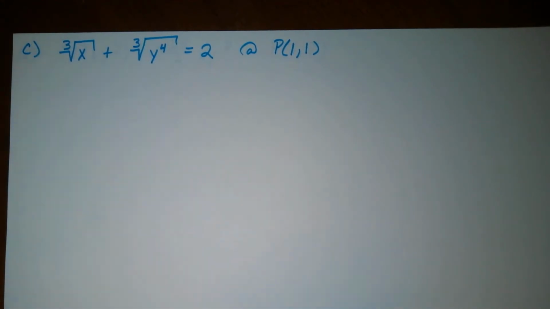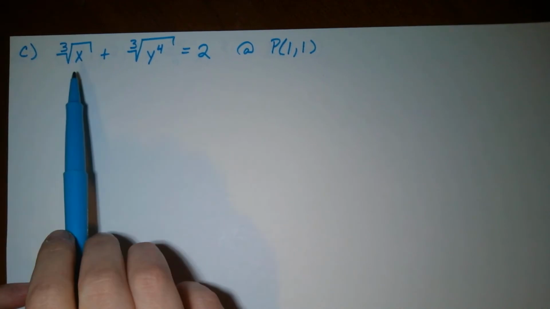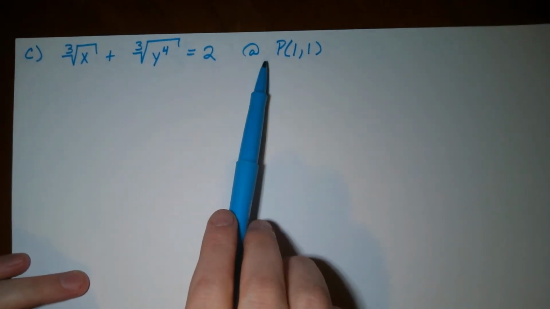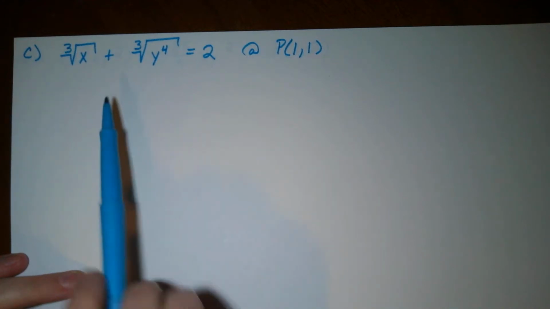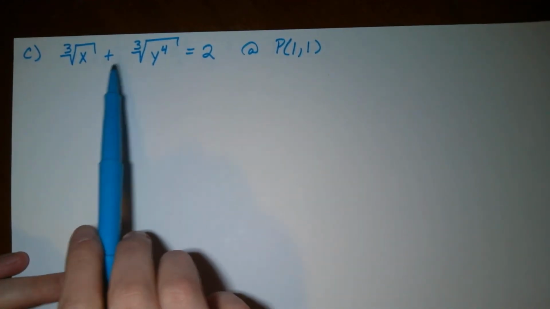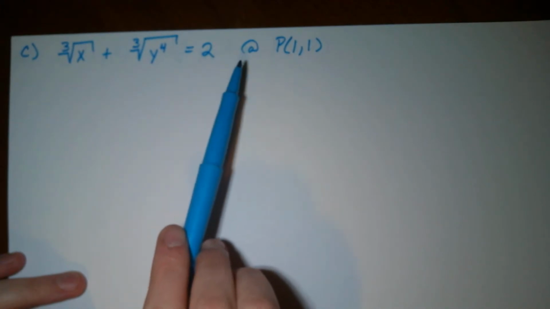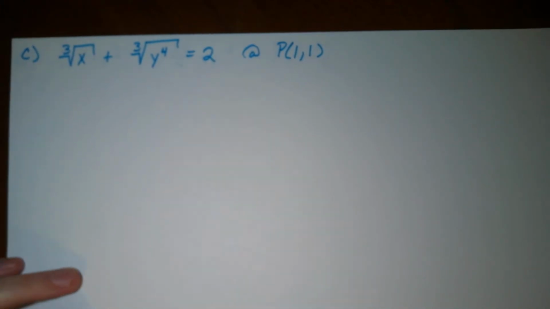All right, we're going to do two more examples. On these examples, we're still going to be taking the derivative, but this time we want to find the equation of the tangent line at a point. So for this example, we have the cube root of x plus the cube root of y to the fourth equals 2, and we want to find the equation of the tangent line at the point (1, 1).